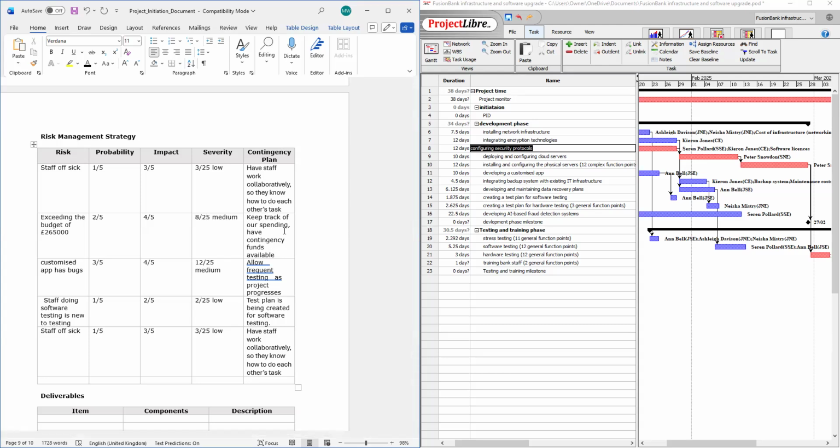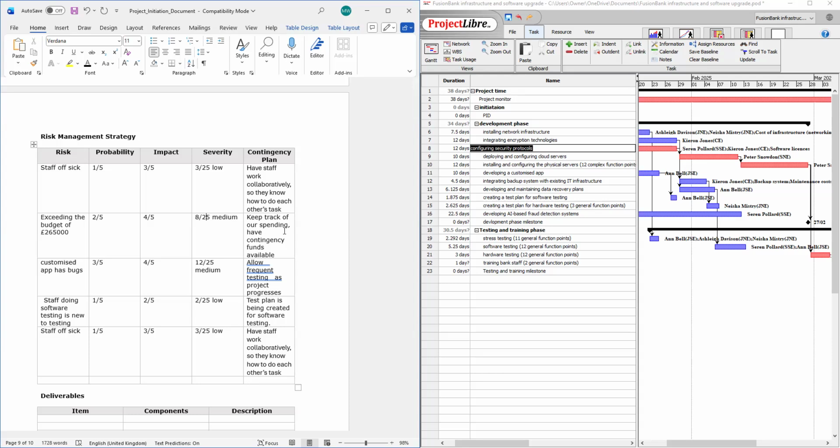Customized apps has bugs. Probability 3 out of 5. We're writing a program. Bugs will happen. Impact 4 out of 5, right? It will have a great impact. And then 4 times 3 is 12, which is 12 out of 25. And what your contingency plan is, is to allow frequent testing as the project progresses. So it's what you're doing while the project is going on.